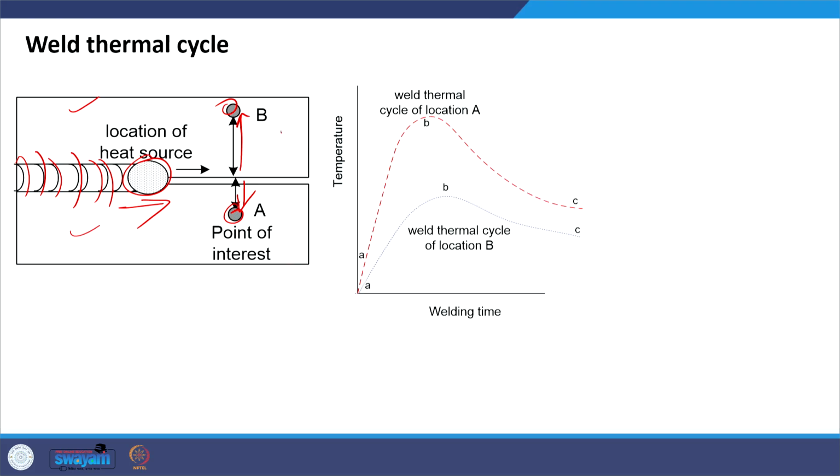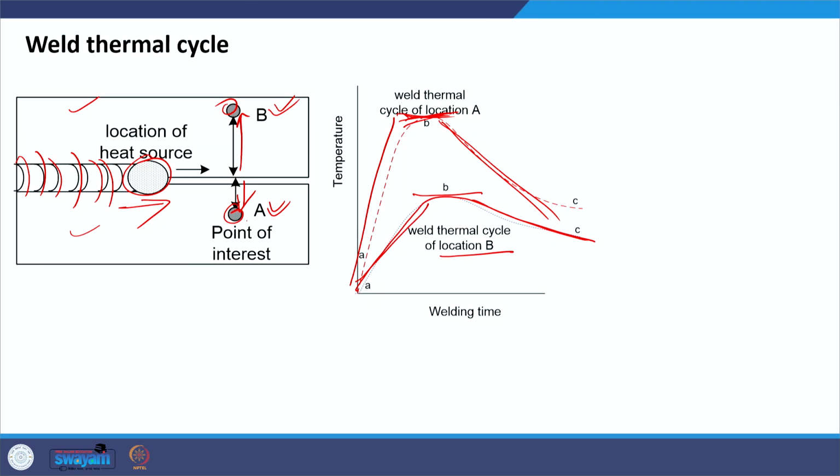If we try to study the weld thermal cycle of location A and location B, we will see that location B shows a weld thermal cycle like this, where the heating rate is less, peak temperature is lower and cooling rate is also lower. On the other hand, for location A, the heating rate is high, meaning the rate of rise in temperature is high, the peak temperature is also high and the cooling rate is also high. So, these slopes and the peak temperature can be used to determine various characteristics from the weld thermal cycle.